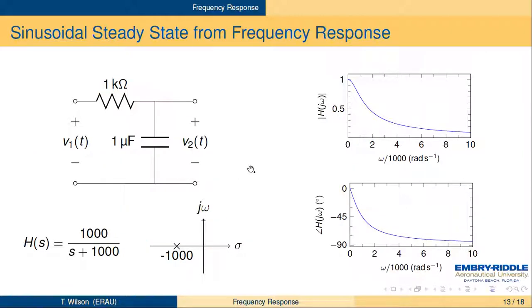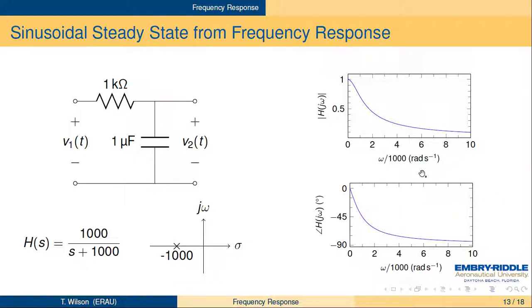So here's our total picture. Here's our circuit. We can see the network function, the transfer function, 1,000 over s plus 1,000. It's got a pole at minus 1,000. And over here, instead of pointing out the 1,000 point, we've got 0, 2,000, 4,000, etc. Here's our magnitude response, our gain, in the upper panel, and our phase angle response in the lower panel. Same curves, just different labeling on the horizontal axis.